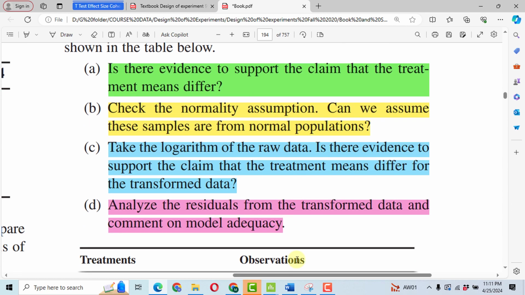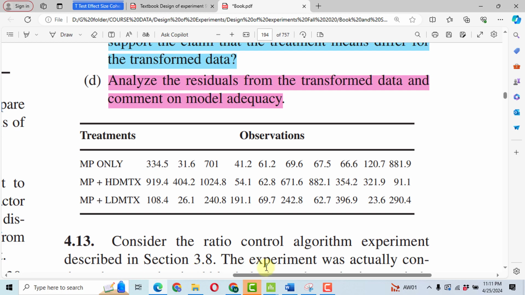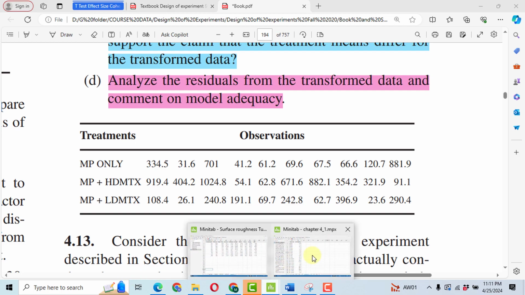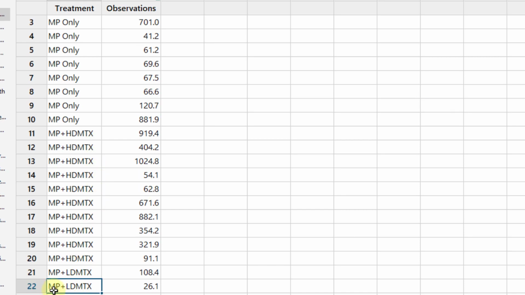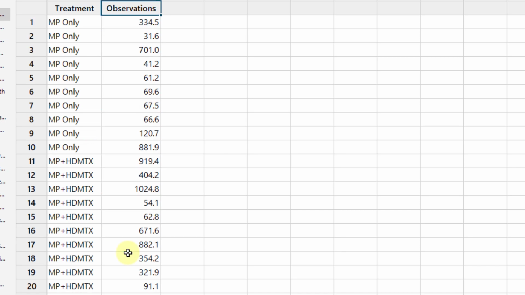First of all, we will input the data in the Minitab software. There will be 2 columns. Column number 1 will contain the treatment. I have entered 10 times MP only, again 10 times MP plus HD MTX, and for the last 10 times MP plus LD MTX, and in front of each I have entered the observations.